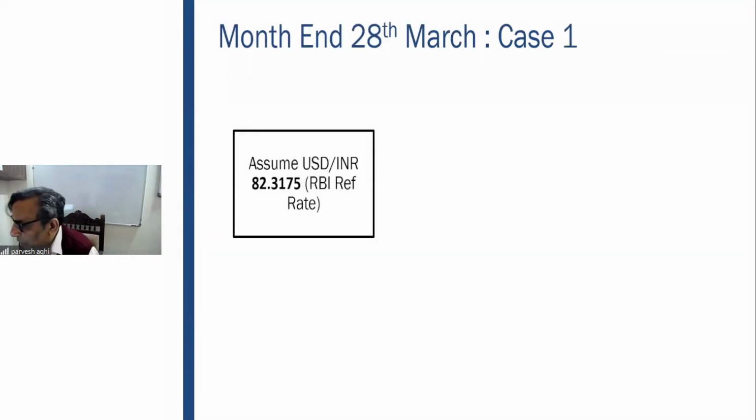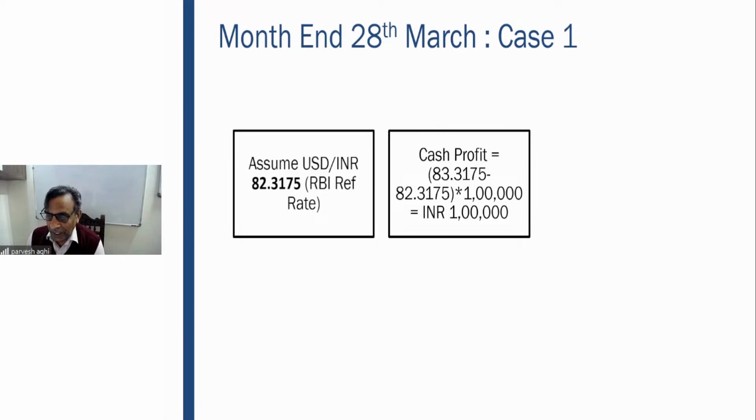The dollar has gone down. So, you are an exporter. You would have been worried if you had not taken a hedge. But since you have taken a hedge, you're sitting on a profit of 1 lakh. You have sold to someone at 83.31, and today the price is 82.31, which is 28th of March, the date when you are supposed to receive dollars. So the price was 82.31.